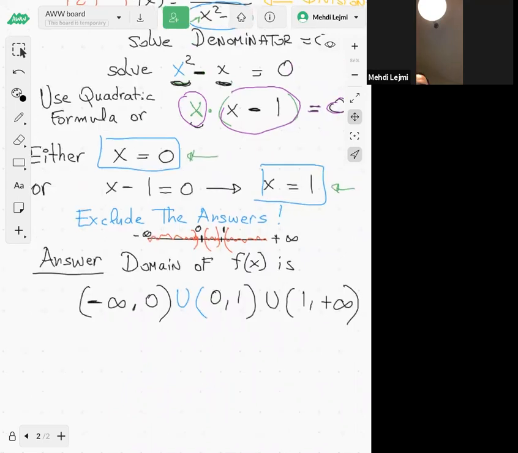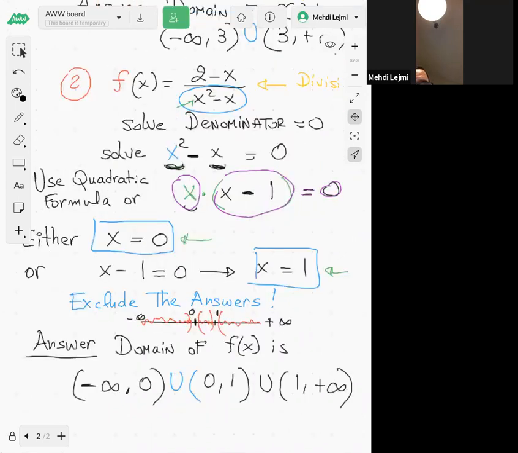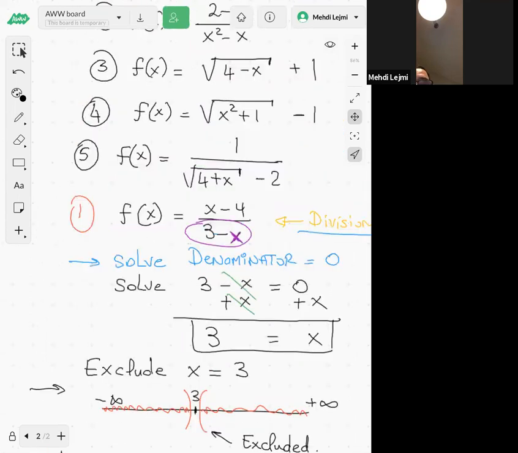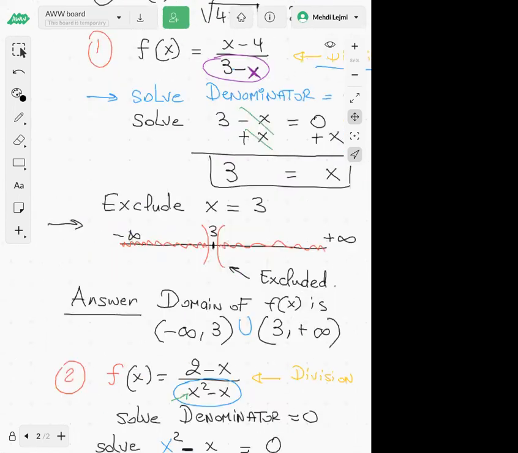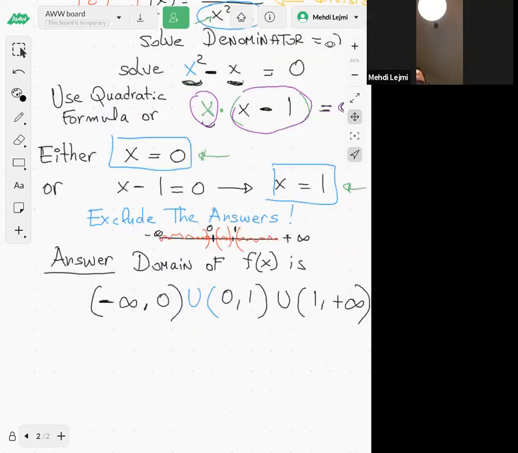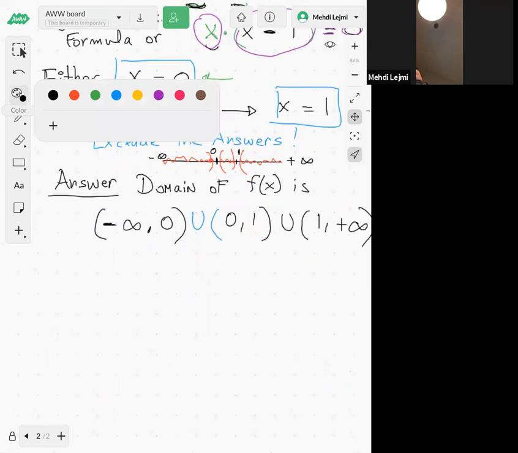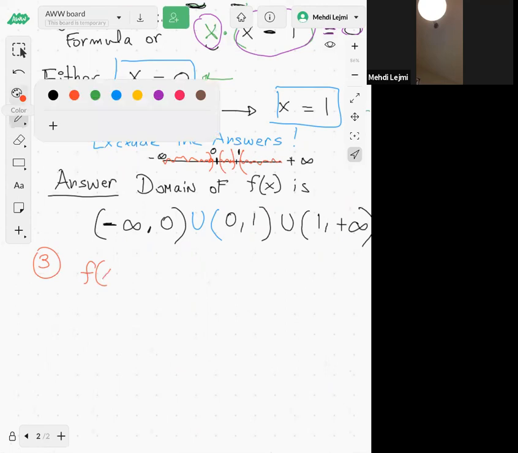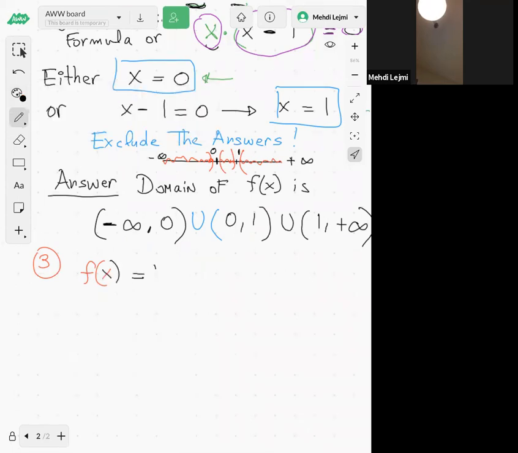So for number 3, that's the 4 minus x. Yes, sorry, that's a 4 minus x plus 1. So number 3, it's f of x, square root of 4 minus x plus 1.